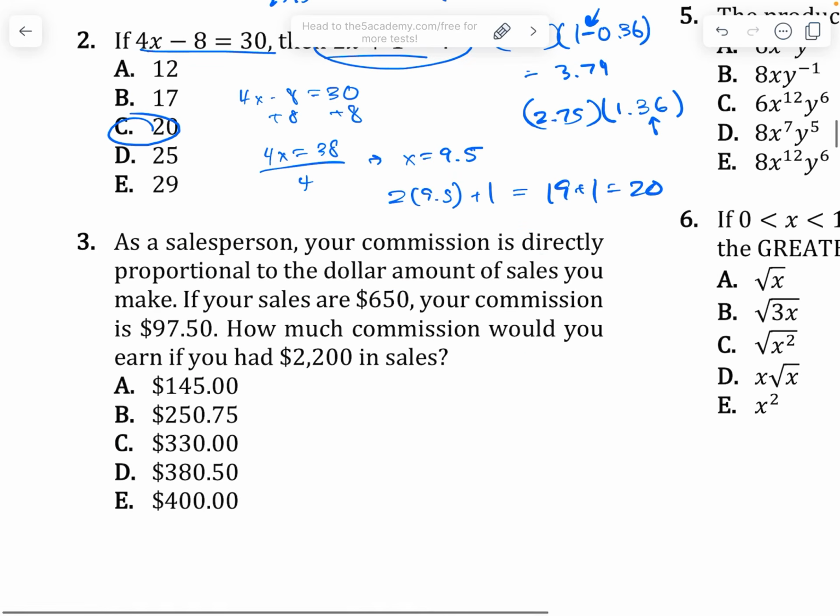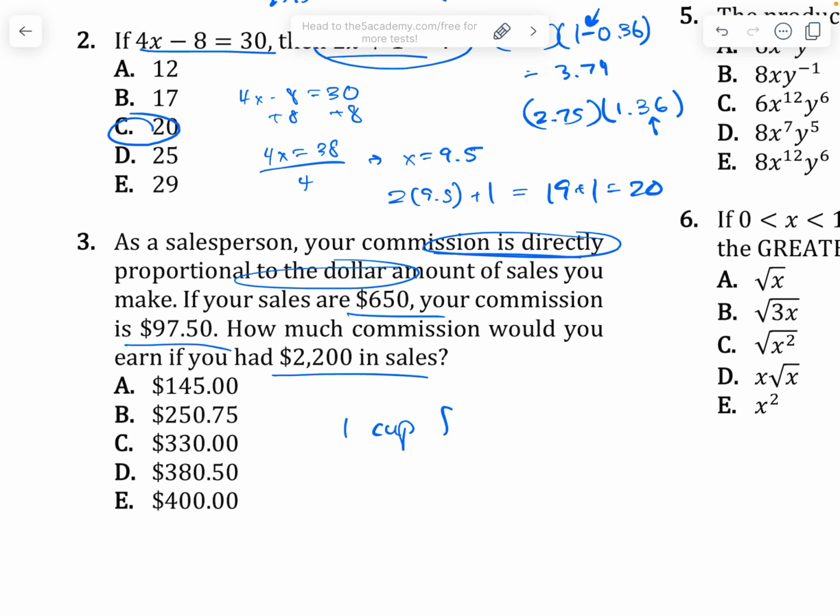As a salesperson, your commission is directly proportional to the dollar amount of sales you make. If your sales are this, your commission is this. How much commission would you earn if you had 2,200 in sales? So when it says something is directly proportional to something else, that means that the ratio of those two things is always going to be the same. So for example, if I give you a recipe and I say 1 cup flour, 2 cups milk.